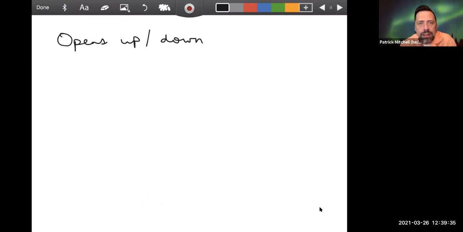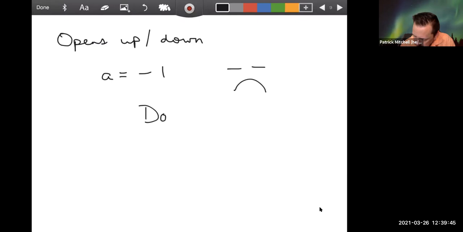All right, now the infamous does it open up or down question. a was -1, so this one also opens down. And I am really going to pay attention this time when I answer that question on the computer.